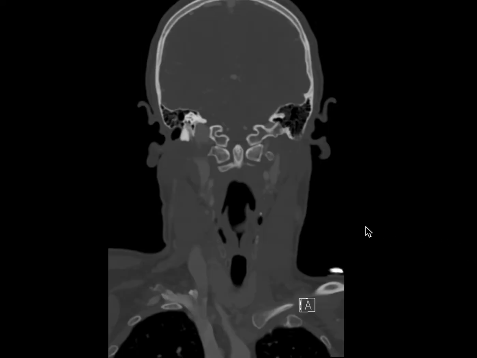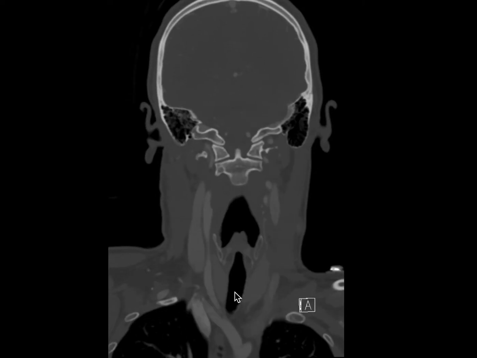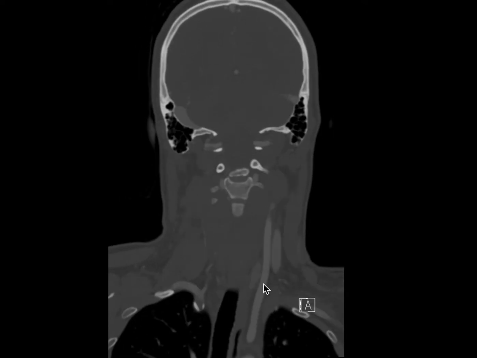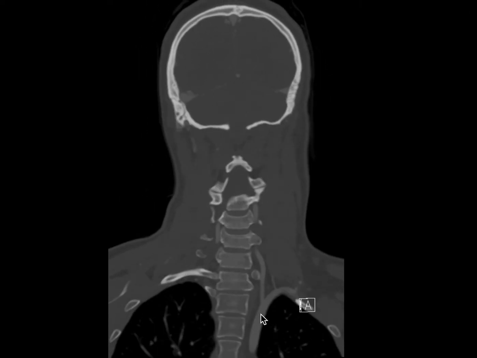On our coronal CTA images, we again see our brachiocephalic or innominate artery here coming off as the first branch from the aortic arch. As we work our way posteriorly, we'll see it again divide into the right subclavian and right common carotid arteries. Further posteriorly now, we'll see our left common carotid artery and then our left subclavian artery. The first branch off the left subclavian here again is our vertebral artery.